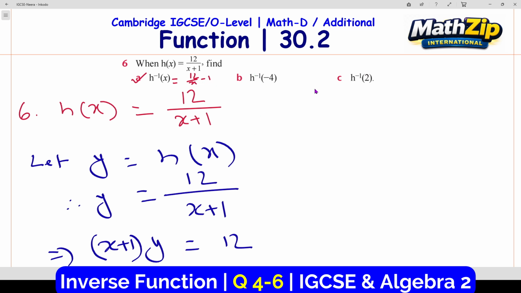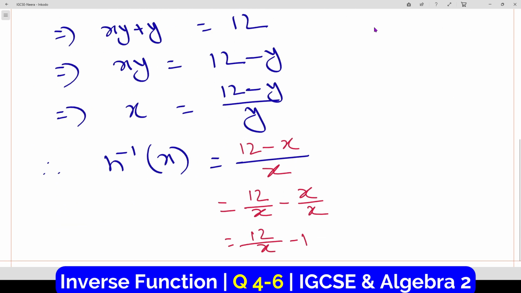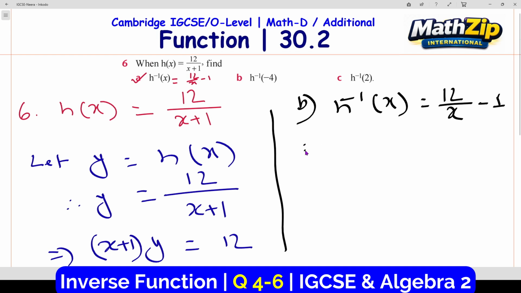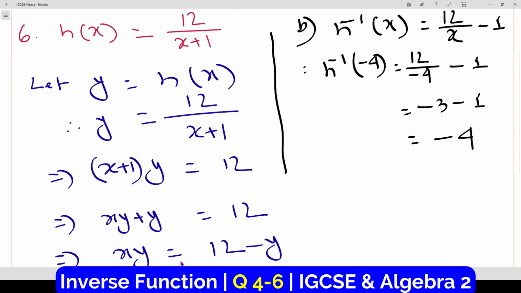So what about number B? For number B, first we write h inverse of x equals 12 by x minus 1, right? Now we put minus 4, so here is a minus 4. So 12 divided by minus 4, and here is a minus 1. So 12 divided by 4 is 3. So it will be minus 3 minus 1, and we will get minus 4.